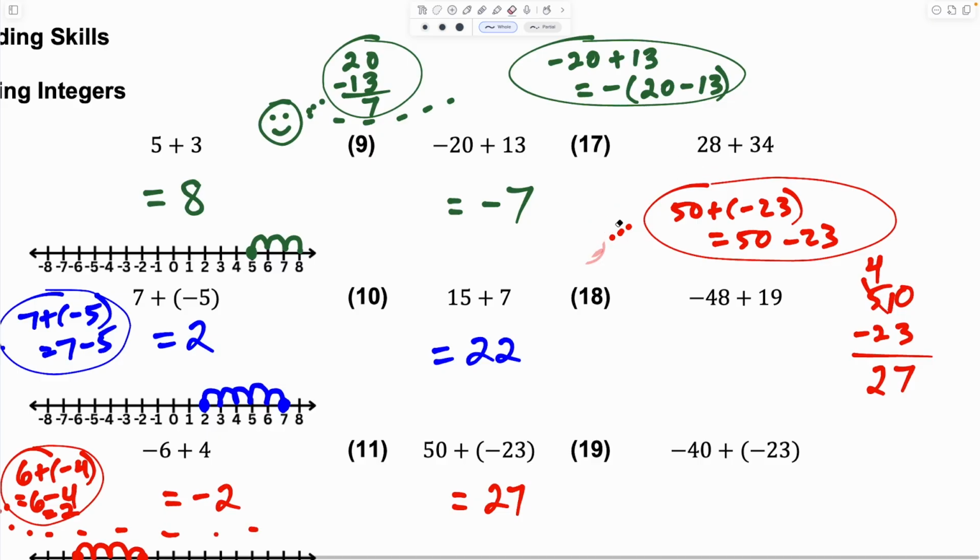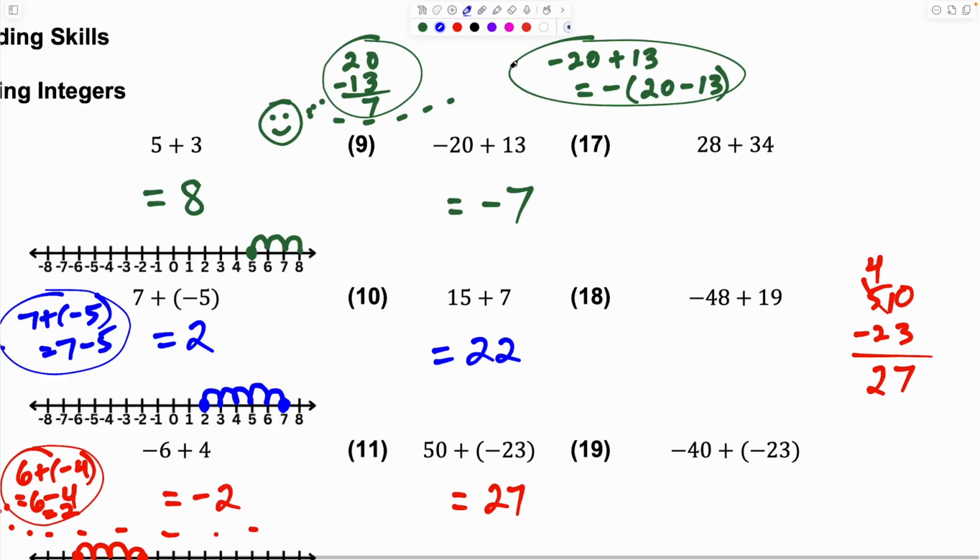So now we got question 17. I'll just move this stuff out of the way here. So now we're just adding 28 plus 34. So we have two positives here. So when we add these together, we could just do the long addition. We have 8 plus 4 is 12, carry the 1. 1 plus 2 plus 3 is 6. So we get a sum of 62.